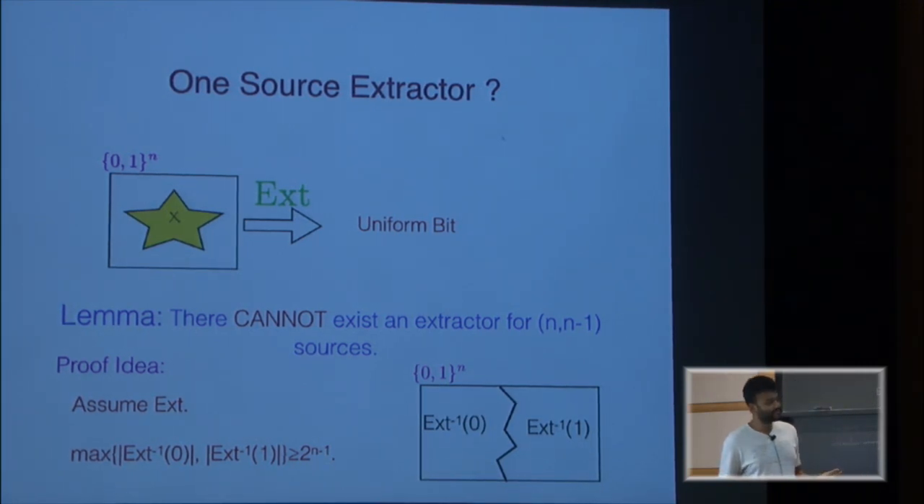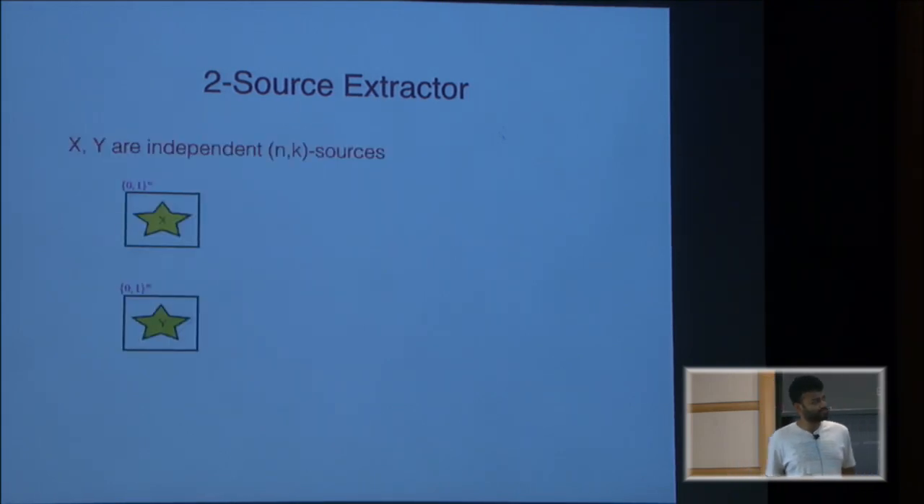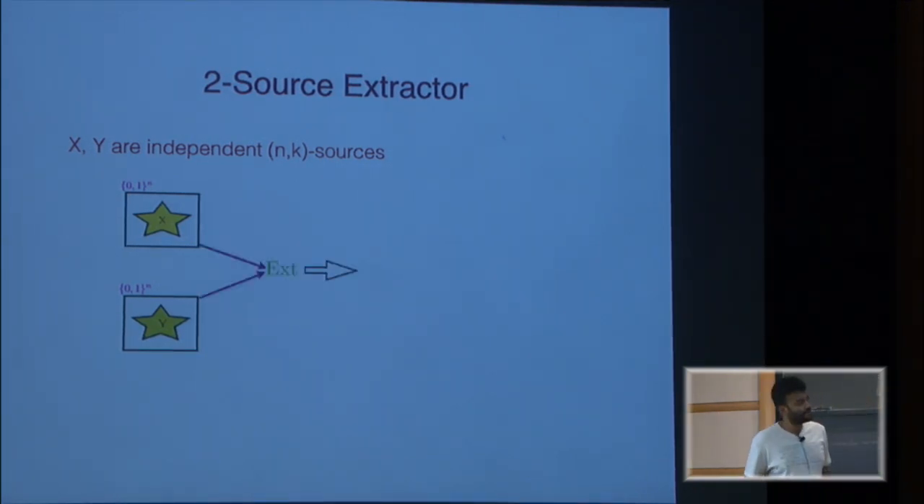And after this, there have been a lot of directions taken. This was noticed in the 1980s. I'll talk about a particular direction where, instead of one source, you now have 2 entropy sources. So you have x and y, which are independent, and you're guaranteed that each of them has min entropy at least k. Now your extractor gets a sample from x and a sample from y, and you want to output, again, maybe close to 2k uniform bits, but for this talk, let's try to output 1 bit.